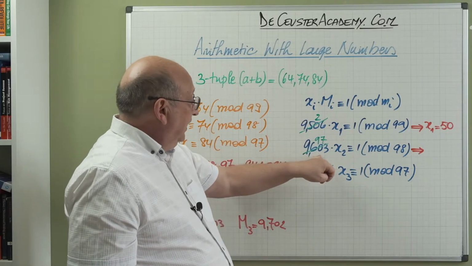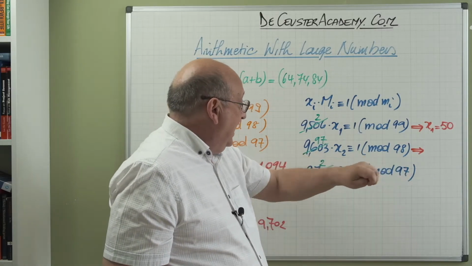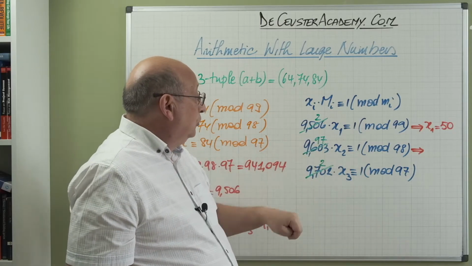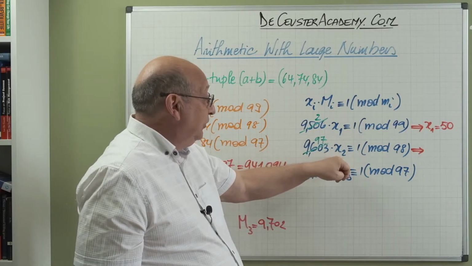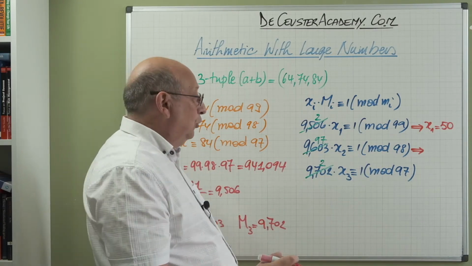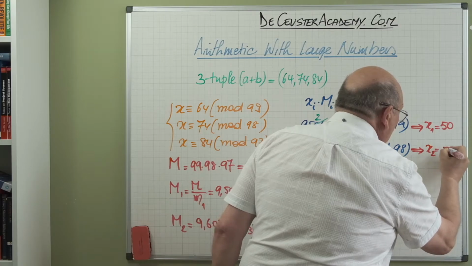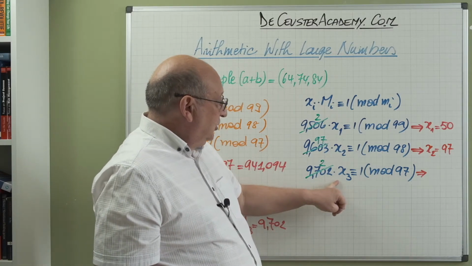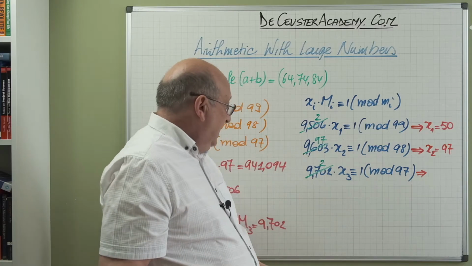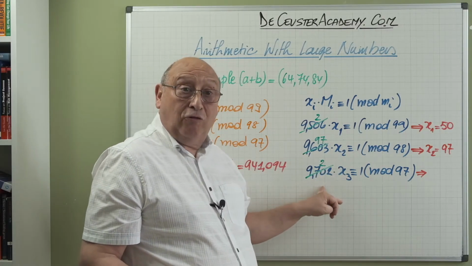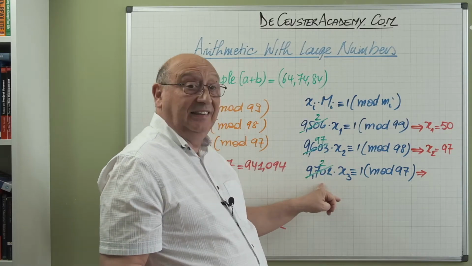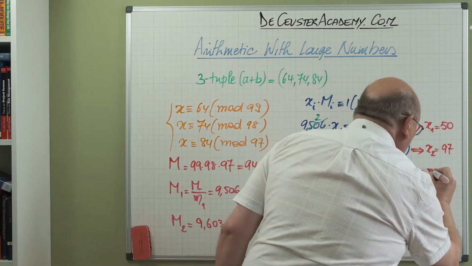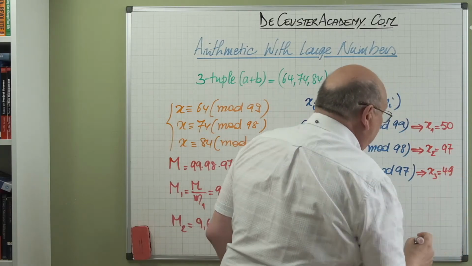And when we have 97, 98 here, well, we have to select x2 equal to 97. So 97 times 97 modulus 98 is equal to 1. So x2 is equal to 97. And we can do the same for the last one. 2 times x3 modulus 97. Well, when we look at 2 times 49, 2 times 49 is 98. 98 modulus 97 is 1. So we have x3 is 49.